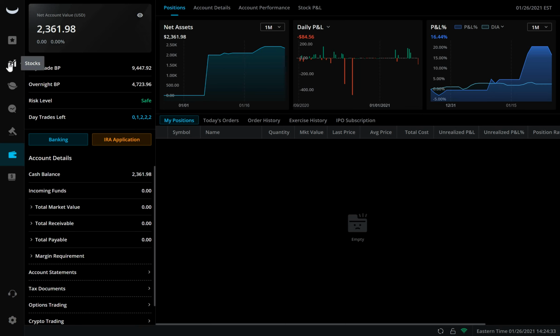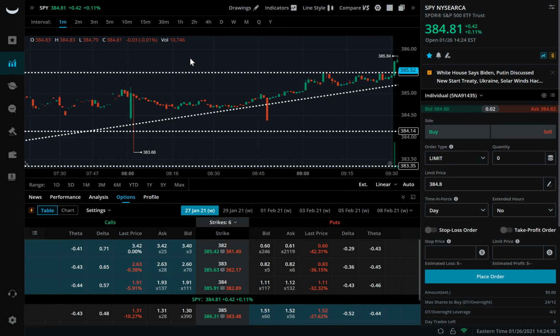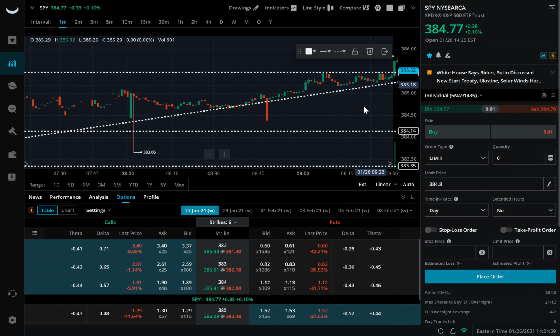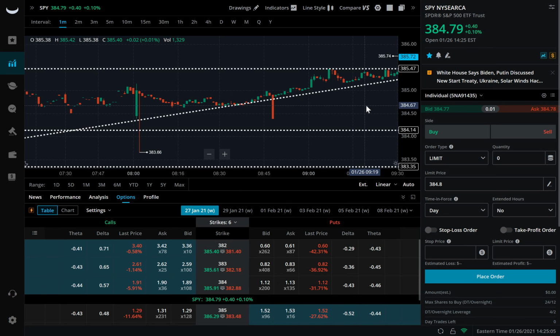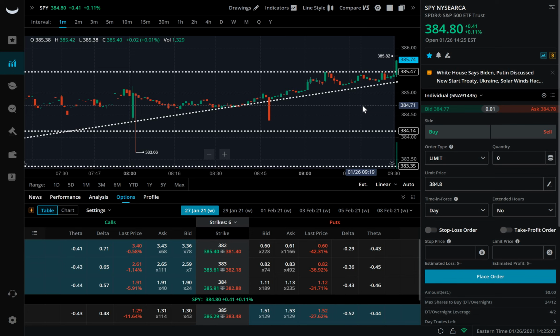So let's go back to the actual platform and go to the chart. So as we look in the chart, we see there's an uptrend. So as I seen here, I noticed that there is an uptrend. And as the market opens, there's a break on the first candle of resistance.